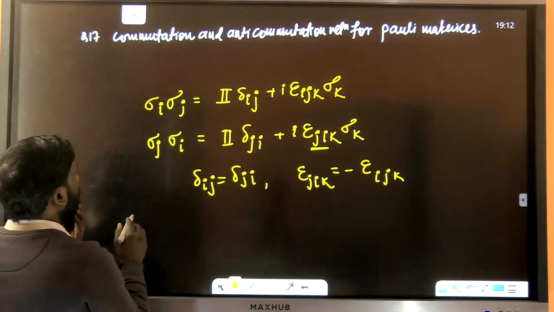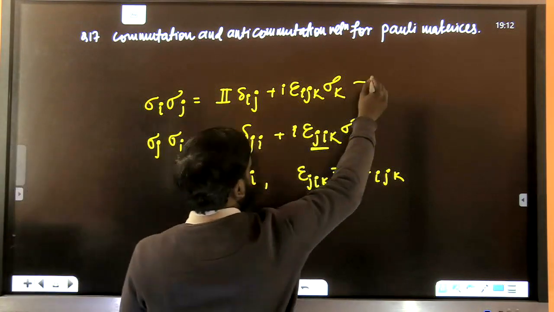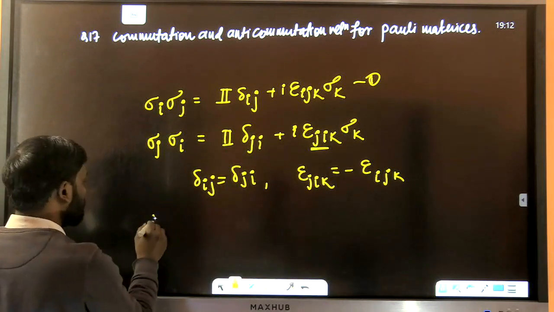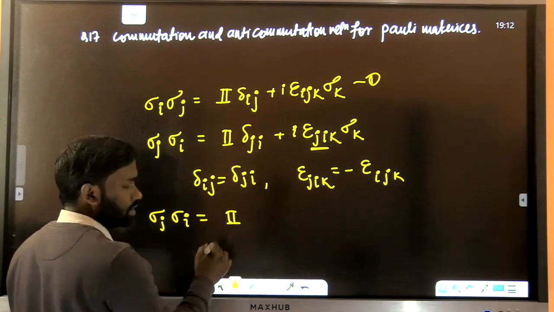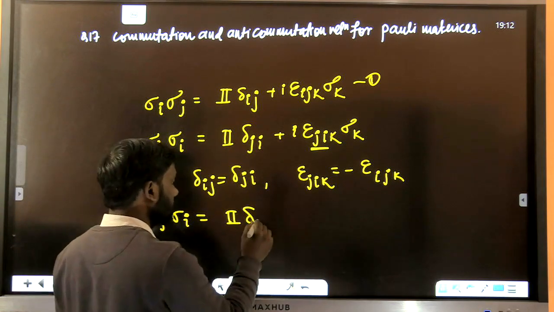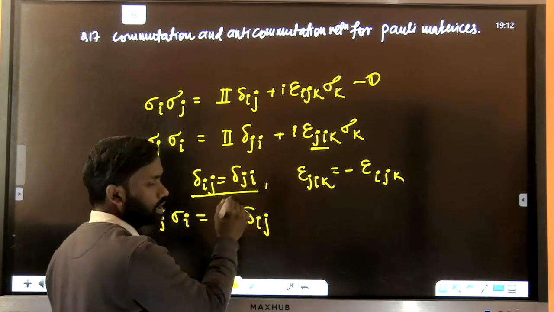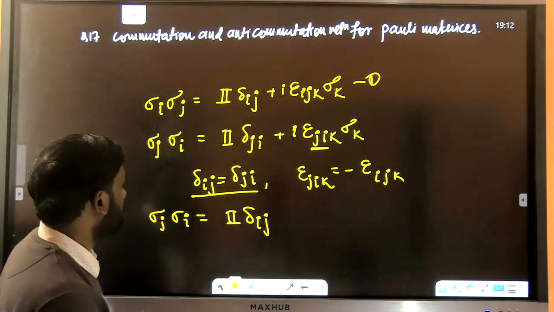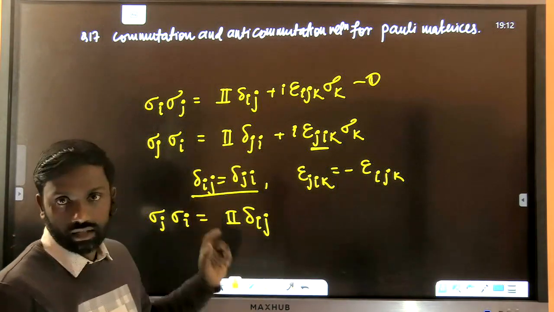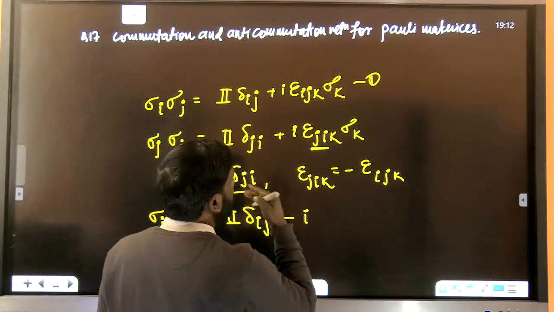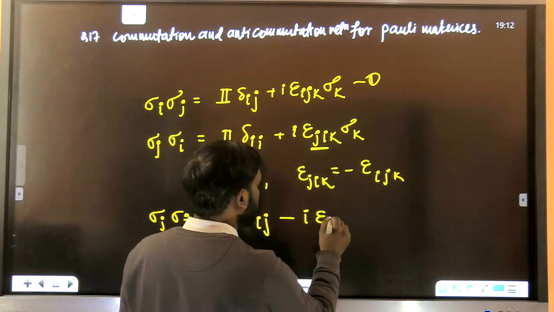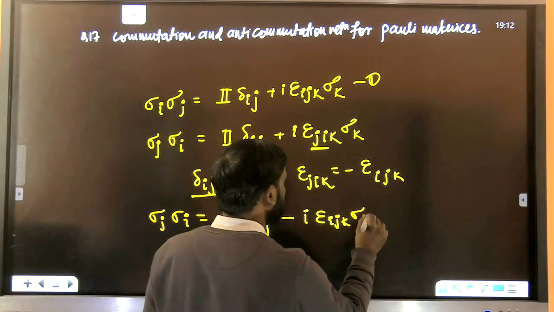So we'll get here, call it equation number 1, and here you can write sigma_j sigma_i is equal to the identity matrix, and this you can write as delta_ij because Kronecker delta is a symmetric tensor of rank 2, and this is an anti-symmetric tensor, and here you get iota, and you get here epsilon_ijk and sigma_k.